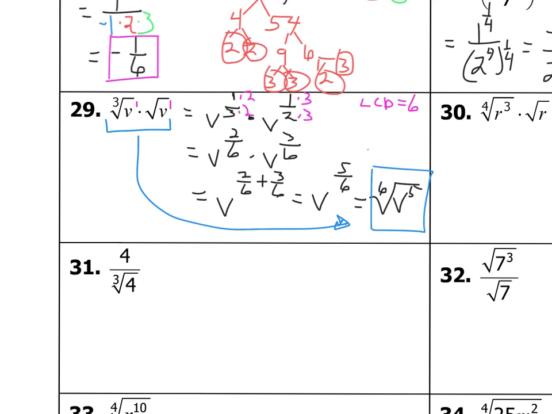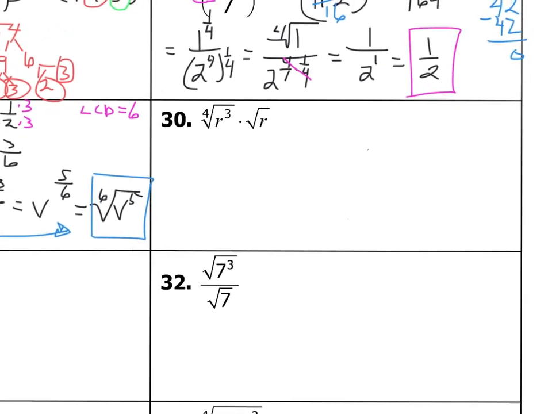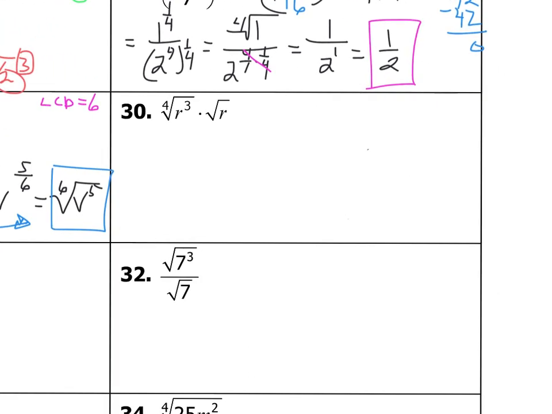All right, so what I would like you to do is try number 30 on your own. So pause the video, try number 30, and then restart the video. So on this one, our r on the second one is raised to the first power, and its index is 2. So to take these out of radical form and into exponential form, the first one becomes r to the 3/4 times, and the second one becomes r to the 1/4, or I'm sorry, 1/2.